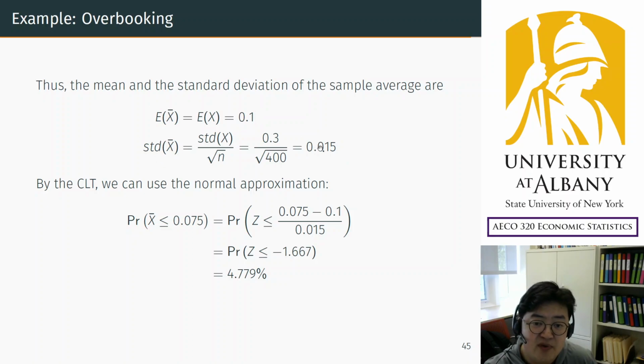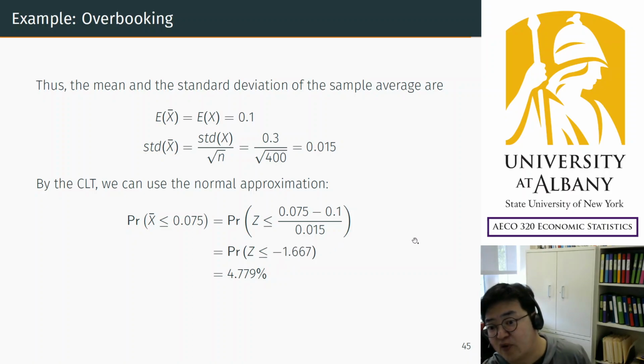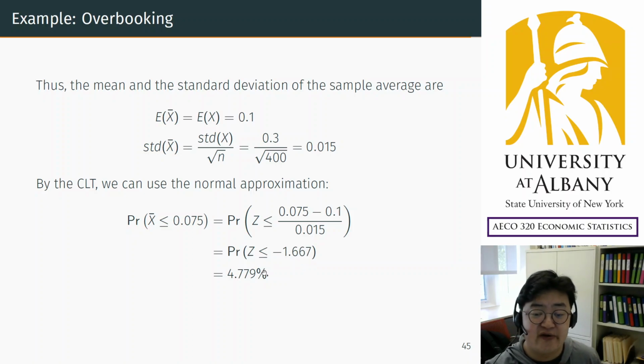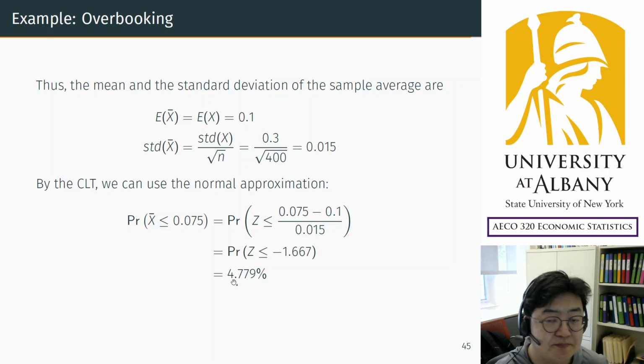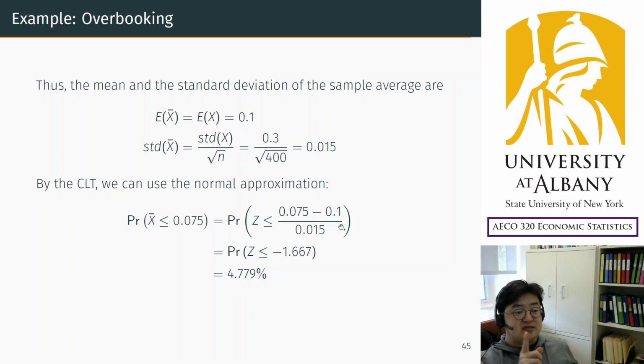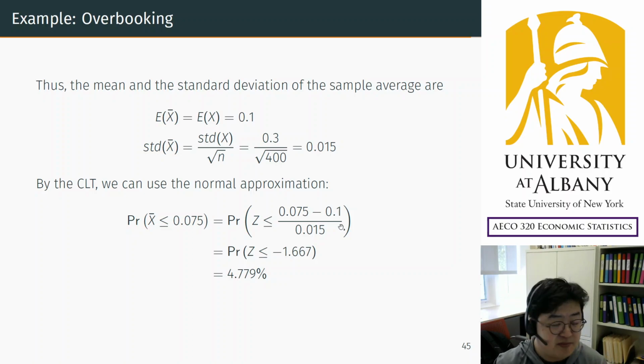So use them for standardization, right? So this is the probability we are calculating. Standardize x bar and the other side like this. Calculate this number. You get minus 1.6666 forever. Simply, I will approximate like this. And use Excel to find that probability. That is 4.7%. Okay? So this is the normal distribution approximation.